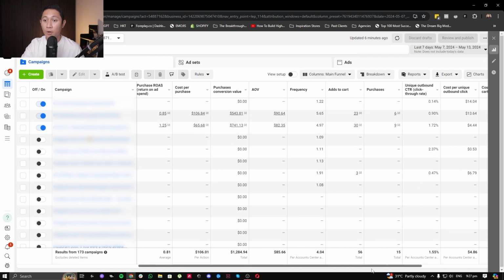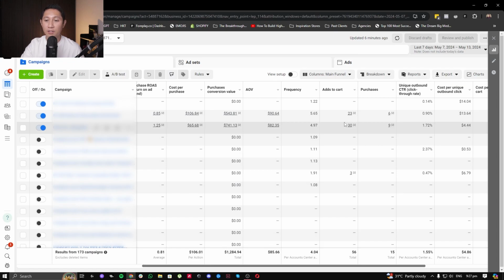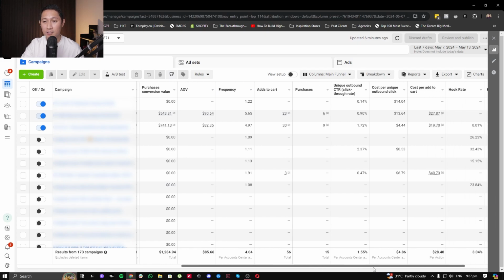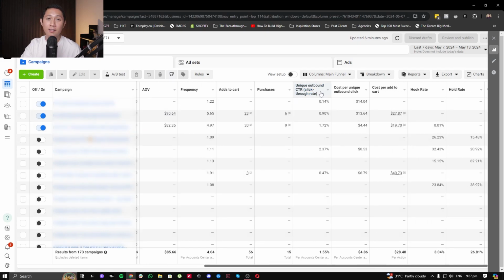And I want to see also the add to cart, the number of add to carts that we are getting, and also, of course, the number of purchases. And next to that, I take a look at the unique outbound click-through rate. I take a look at the unique and not just the outbound click-through rate because I want to make sure that the ads that we are running, especially the top of funnel stuff, are getting new people into the website. And that's the same thinking behind having the cost per unique outbound click and not just the cost per click.